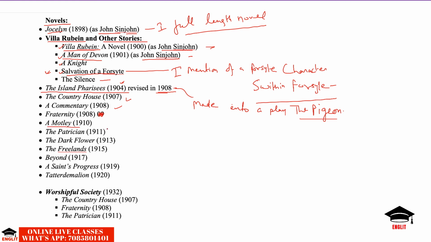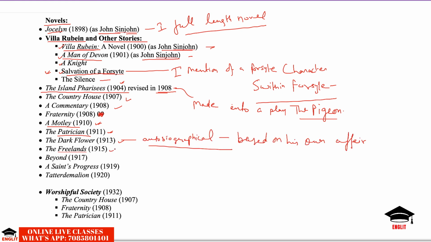Then A Motley 1910. Patrician 1911. Dark Flower 1913. Dark Flower was based on his own love affair. So it was to a certain extent autobiographical. Then there is Freelance. Freelance was written after the death of his mother, and the main character, the lady, is modeled on his own mother. And in this way he immortalized his mother.